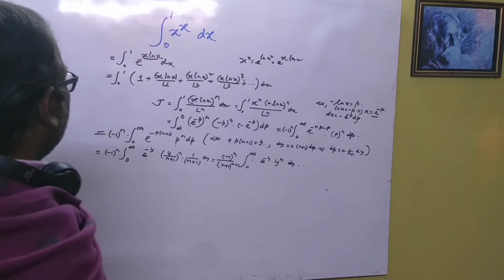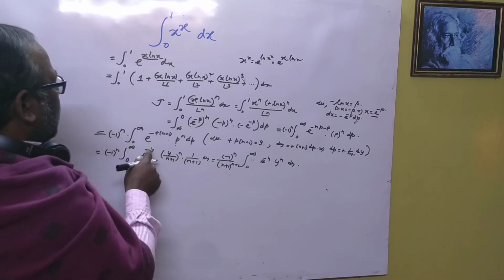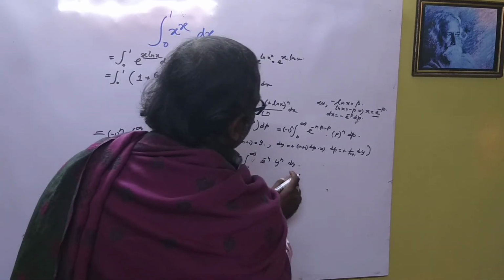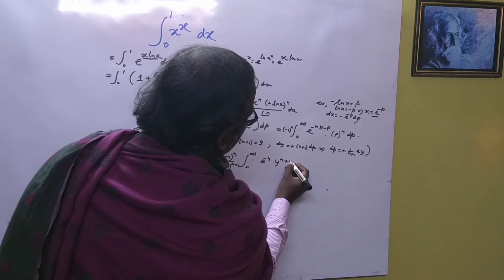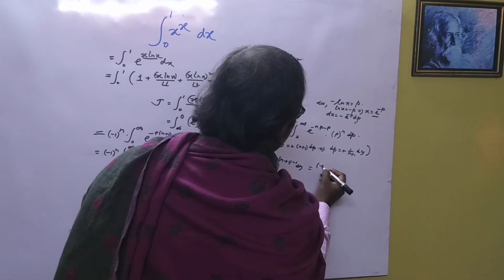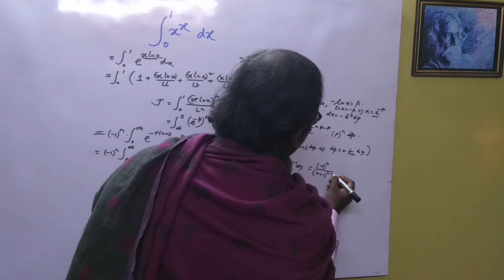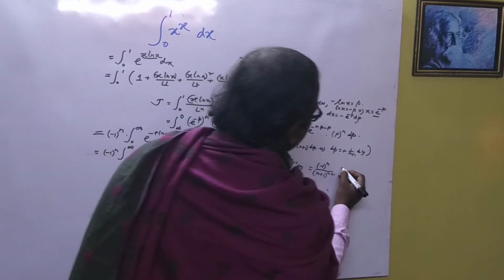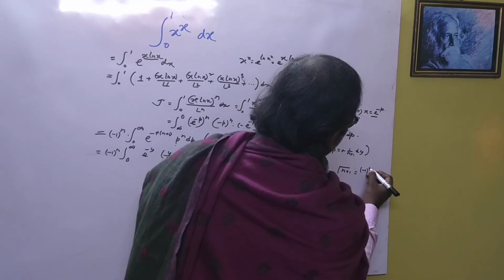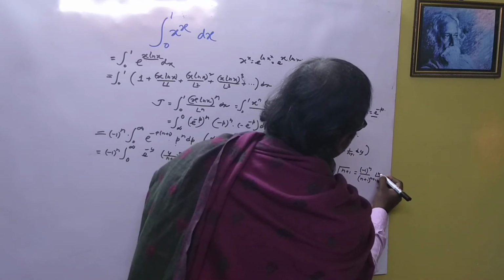See carefully, minus 1 whole to the power n, (n plus 1) whole to the power n plus 1, and it will be minus y to the power n dy. From the definition of gamma function, this is plus 1 and this is minus 1 and dy. So minus 1 whole to the power n, and this is (n plus 1) whole to the power n plus 1, and this is equal to gamma n plus 1. And this is equal to minus 1 whole to the power n by n plus 1, and this is factorial n.